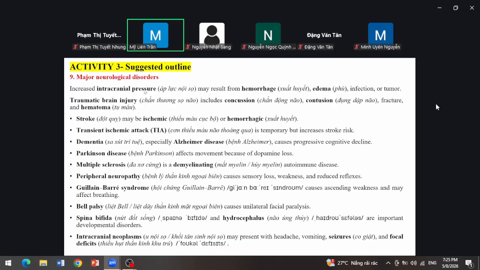Increased intracranial pressure may result from hemorrhage, edema, infection or tumor. Sự tăng áp lực nội sọ có thể là do xuất huyết, phù nề, nhiễm trùng hoặc là khối u. Traumatic brain injury includes concussion, contusion, fracture or hematoma. Chấn thương sọ não gồm có là chấn động não, dập não, nứt xương, tụ máu.